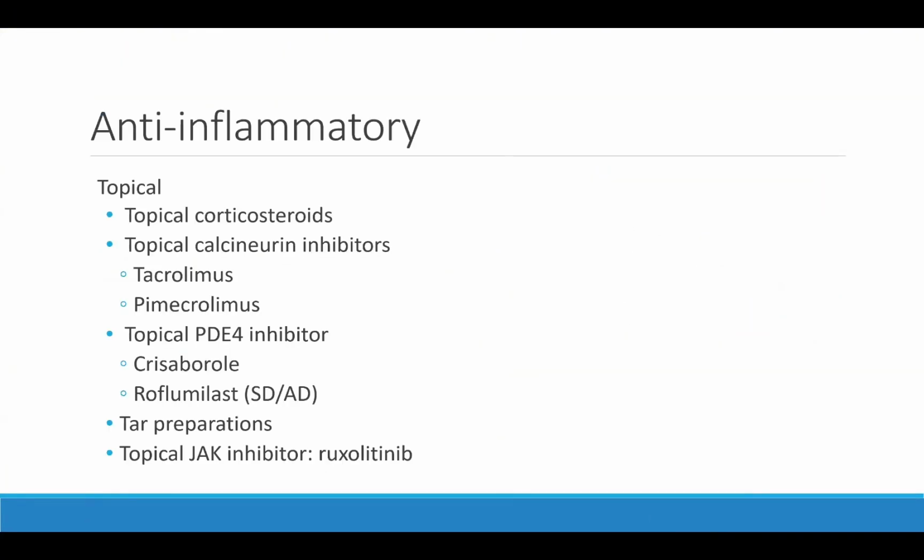We now move on to the anti-inflammatory medications. So topical options include topical corticosteroids, whereas you can also have non-steroidal options such as topical calcineurin inhibitors like tacrolimus or pimecrolimus, topical PDE4 inhibitors, alright, so PDE4 is phosphodiesterase 4, and these include crisaborole or roflumilast. You can also use topical tar preparations or topical JAK inhibitors, which is currently ruxolitinib.